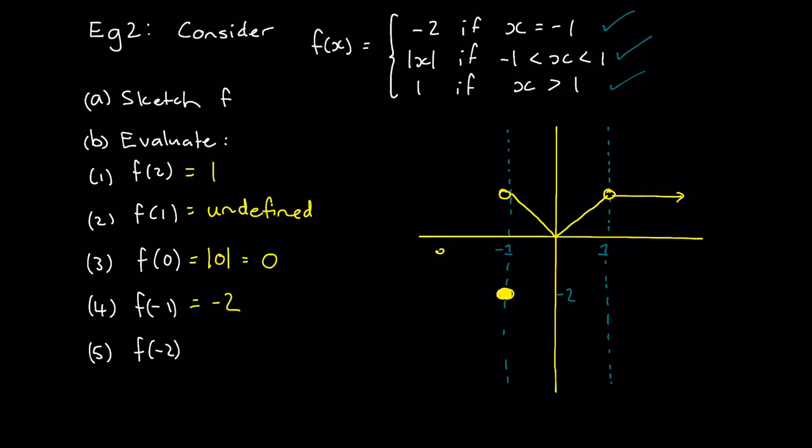So negative 2 would be here somewhere. And there's no graph here at negative 2. The graph, in fact, stops at negative 1. So once again, f of negative 2, the graph is undefined.